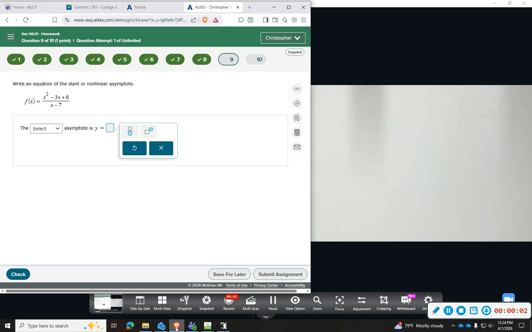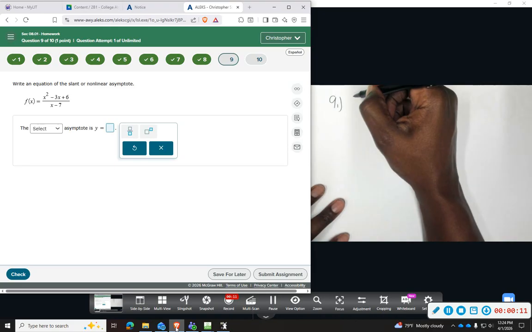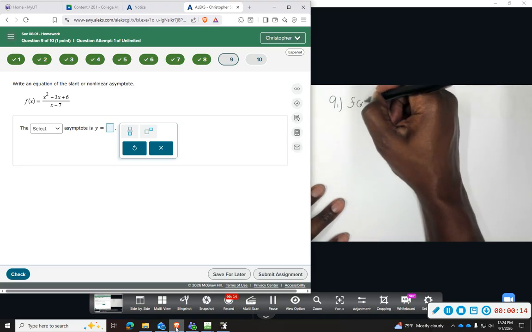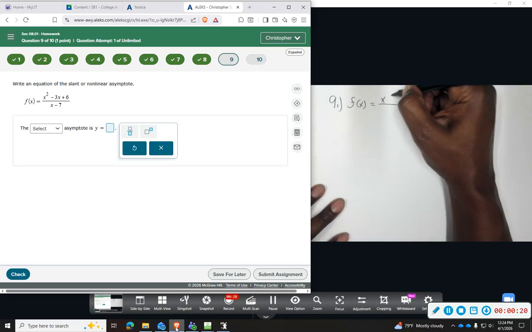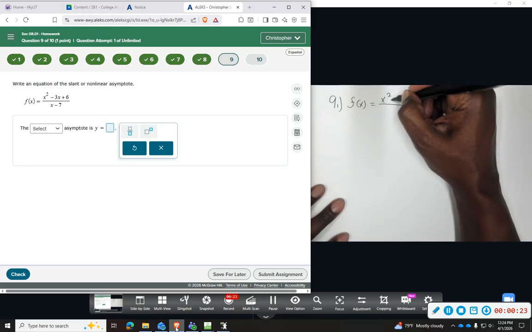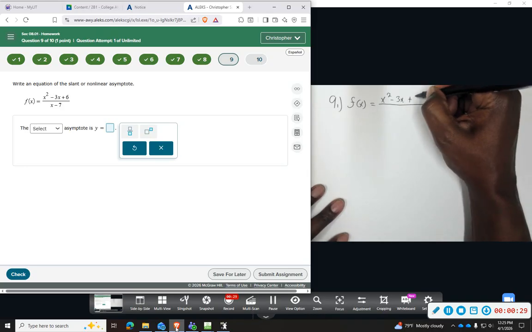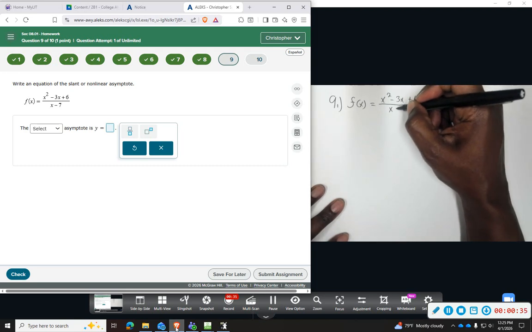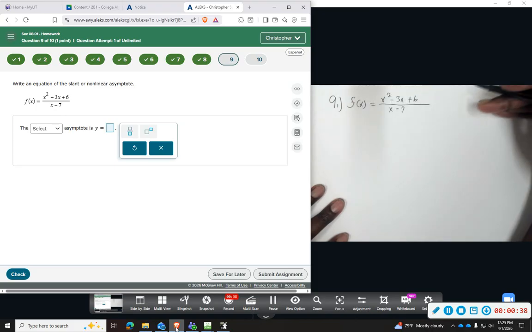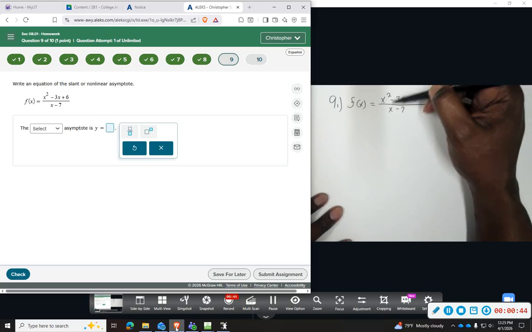All right, number 9, we're going to write the equation of the slant or nonlinear asymptote. What causes a slant asymptote is when the degree of the numerator is exactly 1 more than the denominator. The rules say that if the degree on the top is larger than the degree in the denominator, you do not have a horizontal asymptote, and that is going to be the case. So we don't get a horizontal asymptote, but we do pick up a slant asymptote, and you will never have both a slant and a horizontal for that reason.